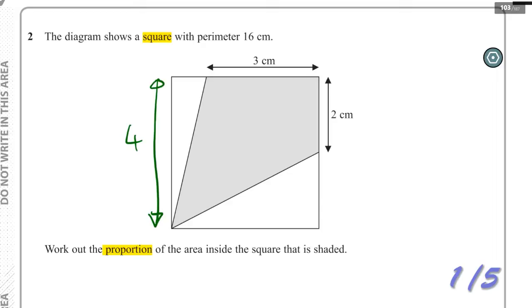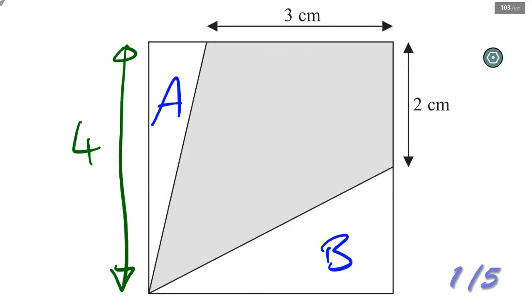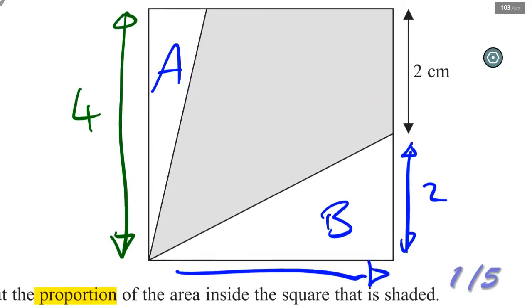We have to work out the proportion of the area inside the square that is shaded. So we can give that answer as a fraction. What fraction of the square is shaded? Well, to find that out, we need to find the area of the shaded region. The easiest way to do that is to find triangle A and B, and then take that away from the whole square. As the sides are length 4, triangle A is going to have side lengths of 1 and 4. B is going to have 2, and it's going to have a side length of 4 there.